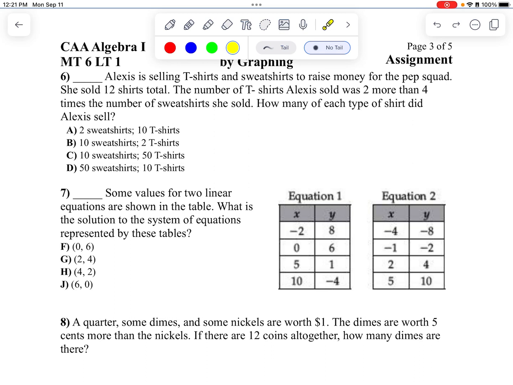Hey, let's take a look at page 3 of your assignment. We have Alexis here, and she's selling t-shirts and sweatshirts to raise money for the Pep Squad. The first thing we're told is she has sold 12 t-shirts. So I think what I'll do on this problem is define my variable.